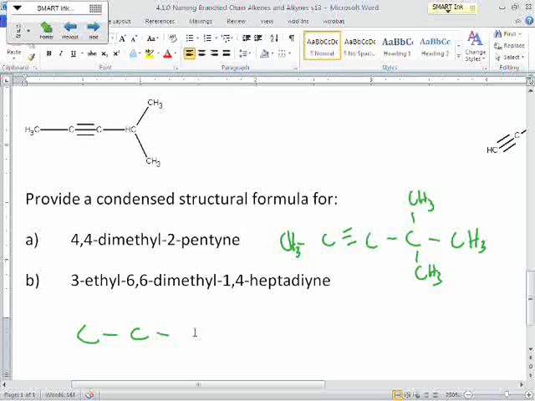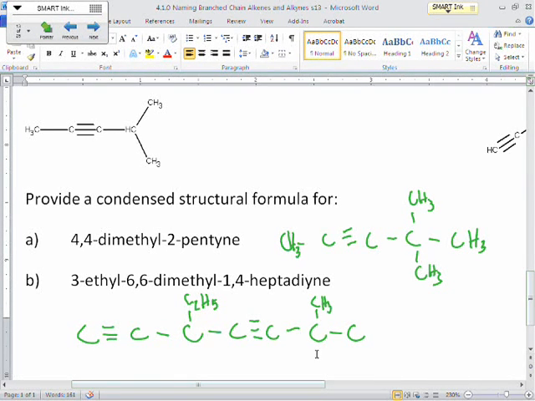Heptadiene. 1, 2, 3, 4, 5, 6, 7. 1, double bond there. 2, 3, 4. So it's after the 4, right? Our double and triple bonds go after the number. A 3-ethyl. 1, 2, 3. C2H5. A 6,6-dimethyl. Right down here. CH3. CH3.